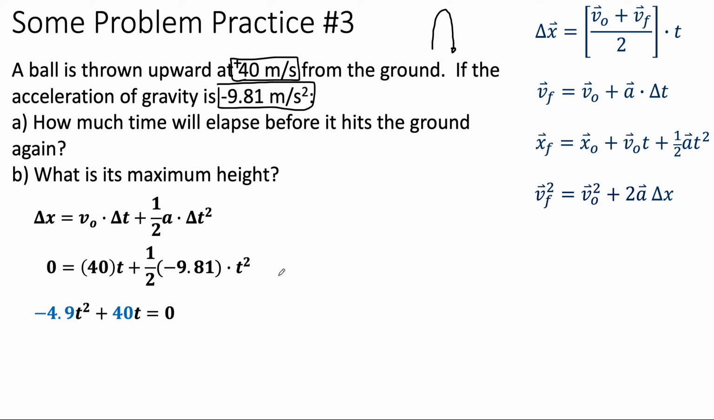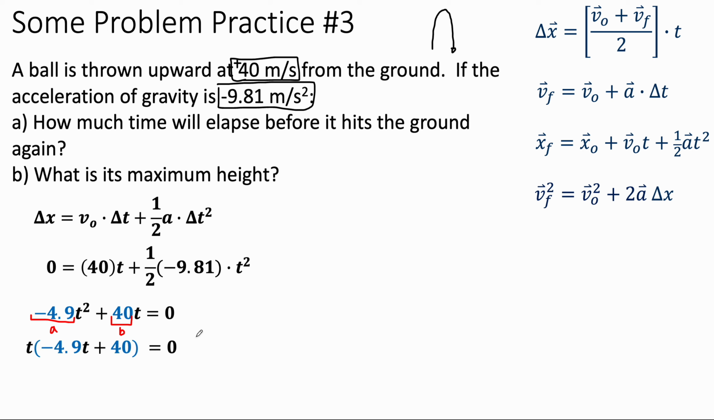If you do that, you end up with this equation. And a lot of you might freak out. Yes, you could use the quadratic equation at this point, where this would be the A term, this would be the B term, and C would be equal to 0. But you can do a quick algebraic trick before we do that.